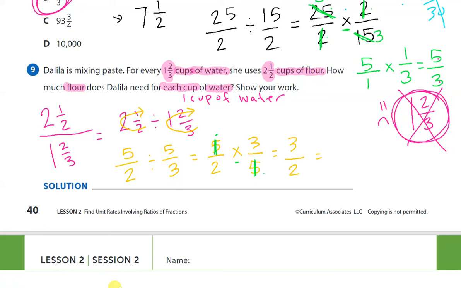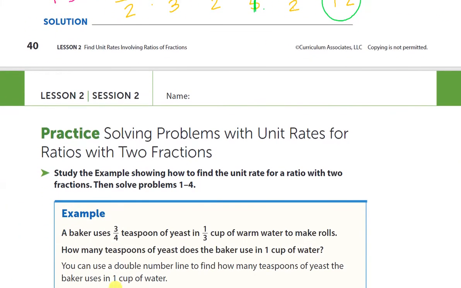That's improper. Although it accepted improper at the last problem, didn't it? But I don't like improper fractions. So 2 goes into 3 one time. There's 1 left over out of 2. So it's 1.5 cups of flour. Okay. Now it's basically just fraction division is all you're doing on these pages.